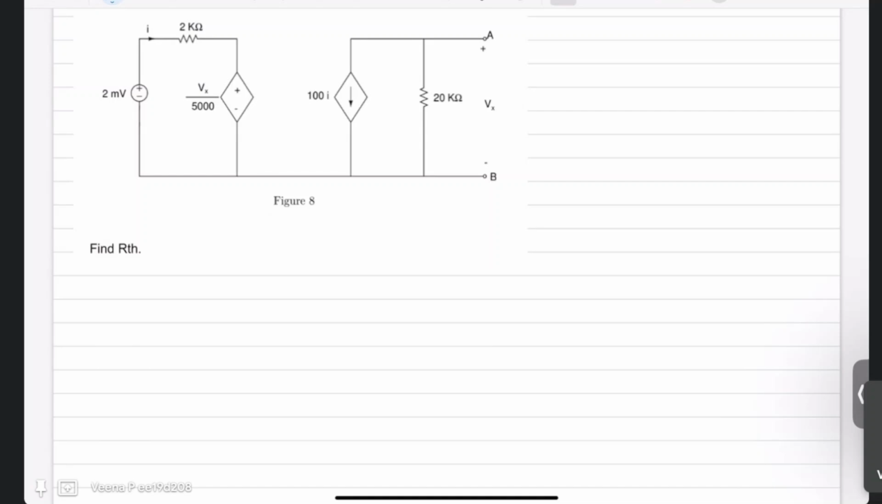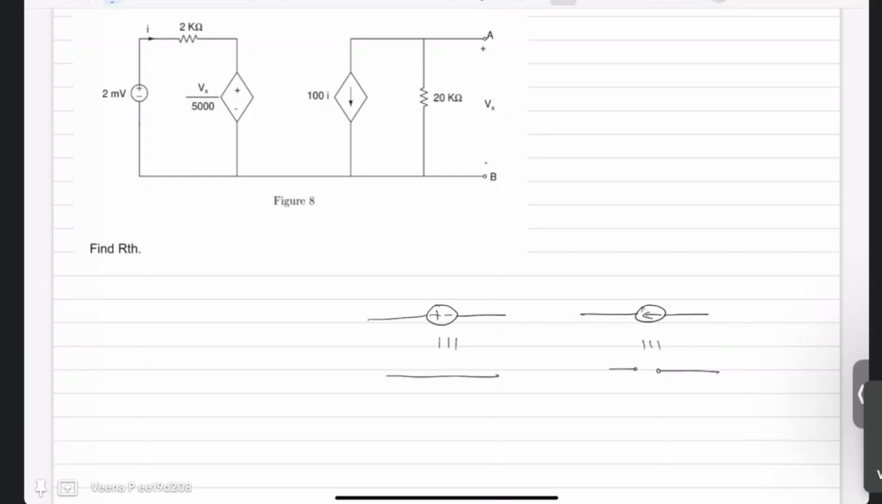So the first problem is to find the Thevenin equivalent resistance, R Thevenin, of the given circuit. As we have seen in previous classes, when only independent sources exist, you can replace the sources with their internal impedance. For example, if the circuit only had independent voltage sources and current sources, then to find your Thevenin equivalent resistance, you just have to replace the voltage source with a short circuit and the current source with an open circuit. And then you can find the equivalent resistance.